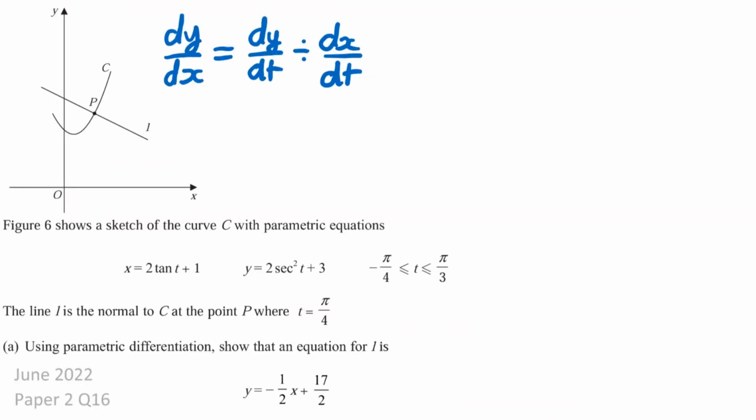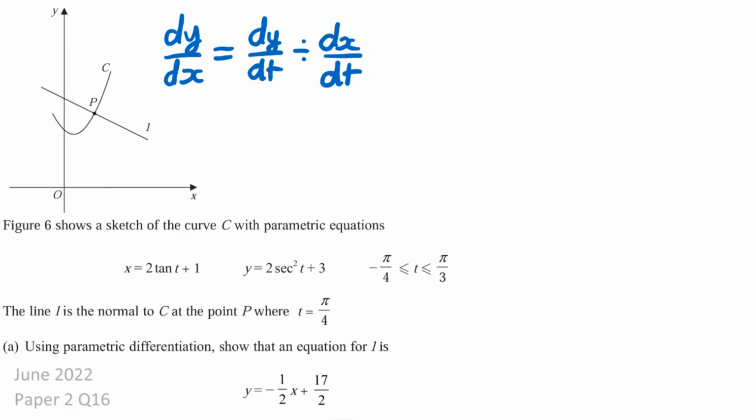Okay, so for this question, we're given this sketch here, and we're told it's of the curve C with parametric equations x is equal to 2 tan t plus 1, and y is equal to 2 sec squared t plus 3. And we're also given this domain here between minus pi over 4 and pi over 3. And we're told that the line L is the normal to C at the point P where t is equal to pi over 4. So we can see this on the graph. So this is the curve here with the parametric equations here, and the line L is the normal at this point P, so remember it's 90 degrees to the curve.